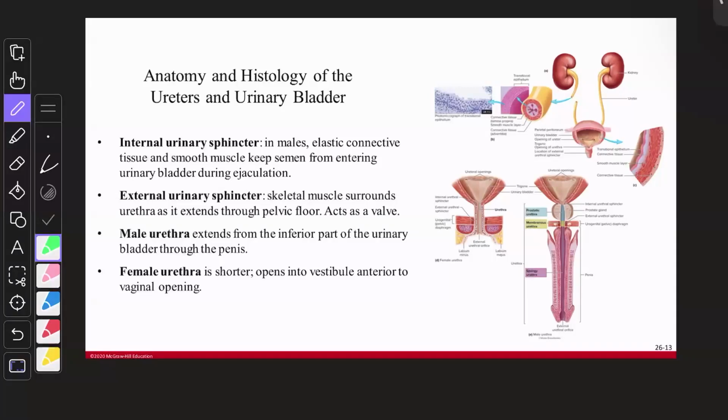The male urethra is significantly longer than the female. The male urethra has to go from the urinary bladder through the prostate and then through the penis and out of the body. It's a much longer structure. Okay. The female urethra is very short.